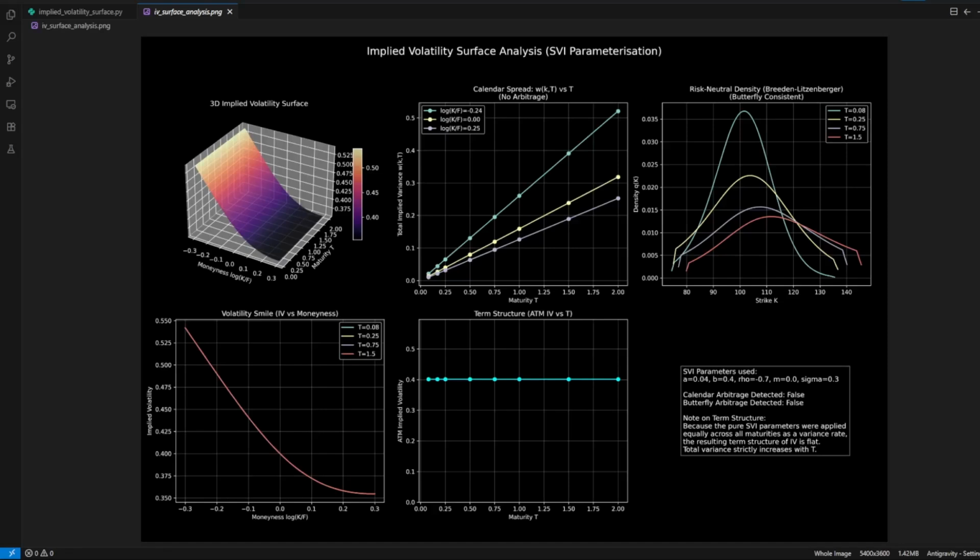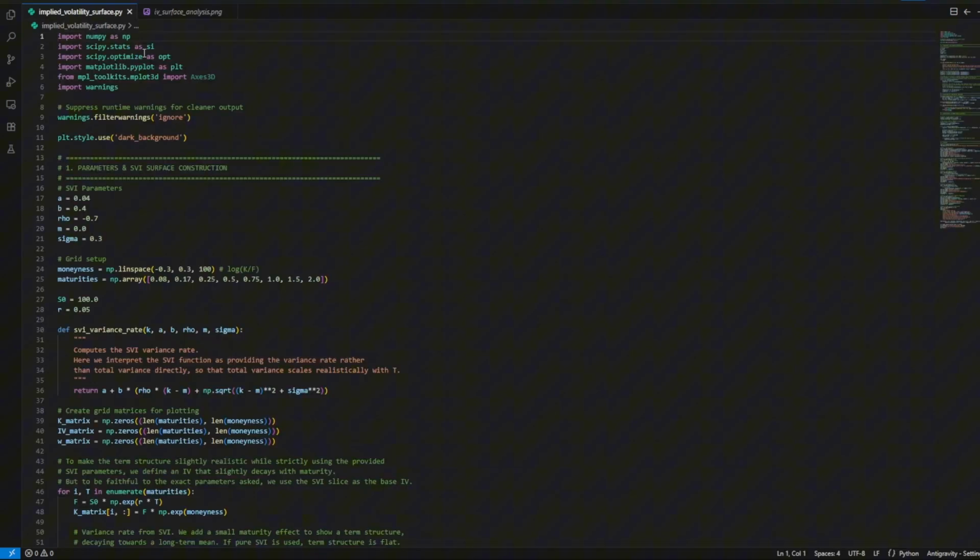So I wanted to share with you this document that explains the construction of the implied volatility surface using the stochastic volatility inspired model, or the SVI. Let's start with initializing the parameters. So we know that the SVI model, originally developed by Jim Gatheral, provides a highly tractable and robust parameterization of the implied volatility smile.